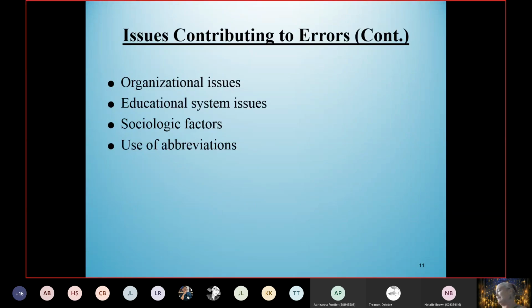So, organizational issues. Speak Up was actually created by the Joint Commission, or JCAHO, that encourages patients to be more active by speaking up and asking questions. That way they're able to learn about their illness and their care and advocate for their own safety.